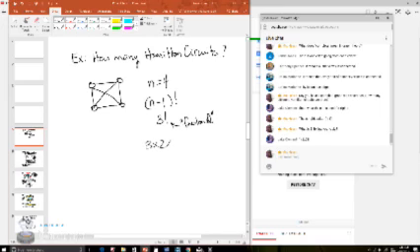3 times 2 times 1, or 1 times 2 times 3. The order doesn't really matter, but that's going to be 6. So there would be 6 different Hamilton circuits within this particular graph.